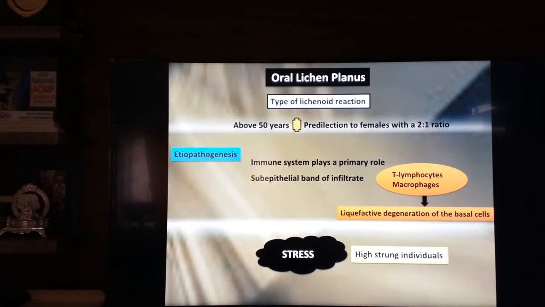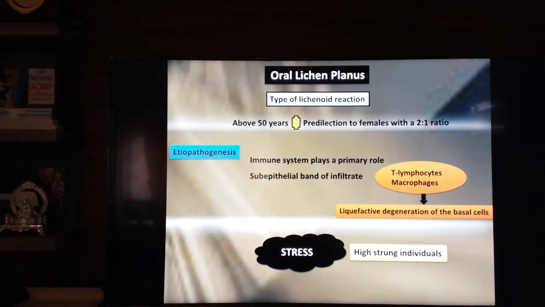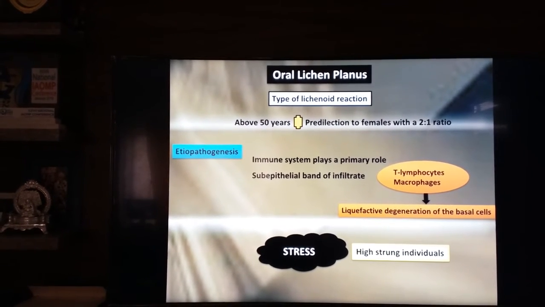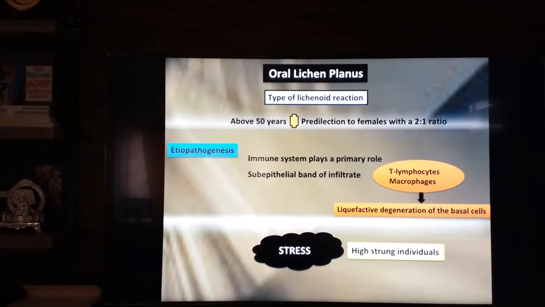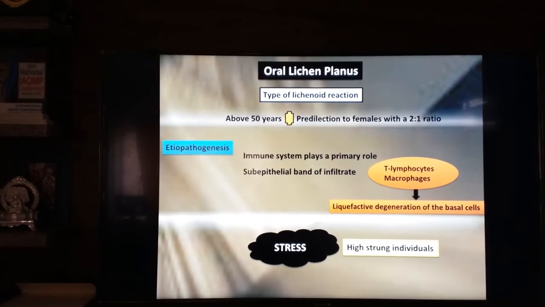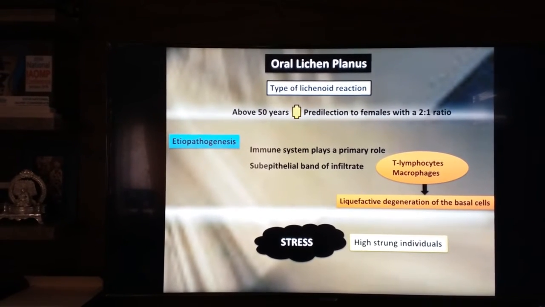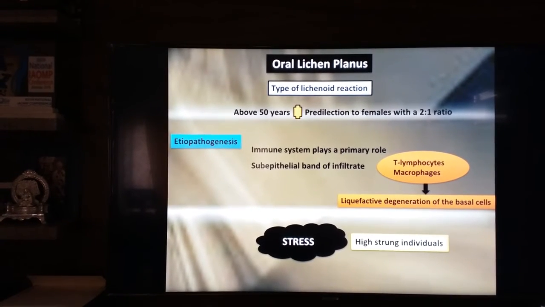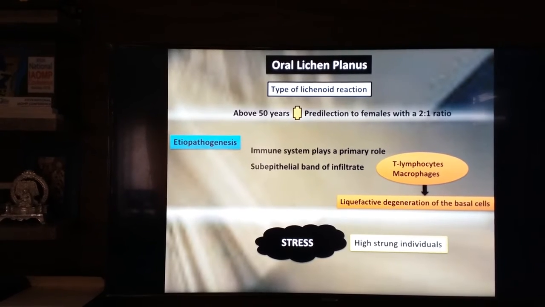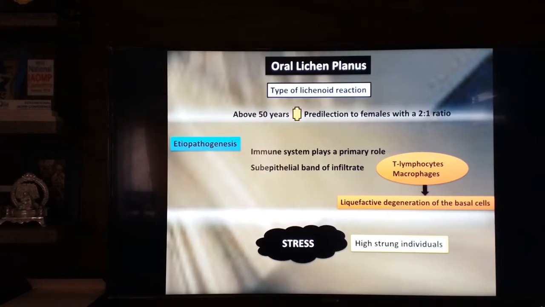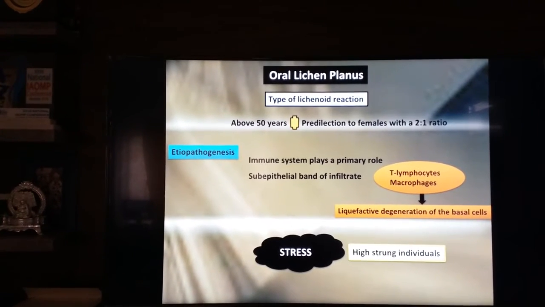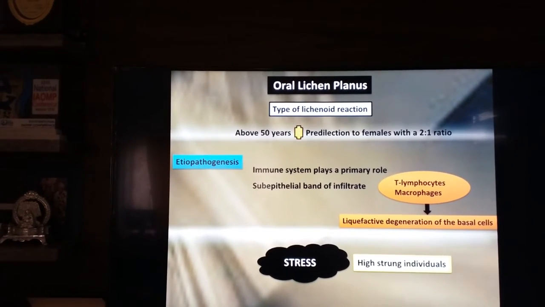Now, oral lichen planus is a very, very common disease among the female population. At a ratio of 2:1, females are affected, and it is more characteristic in females above 50 years of age. It could be a result of stress and strain. It could also be due to hormonal imbalances. However, the etiopathogenesis could be associated with the immune system, which plays a primary role.